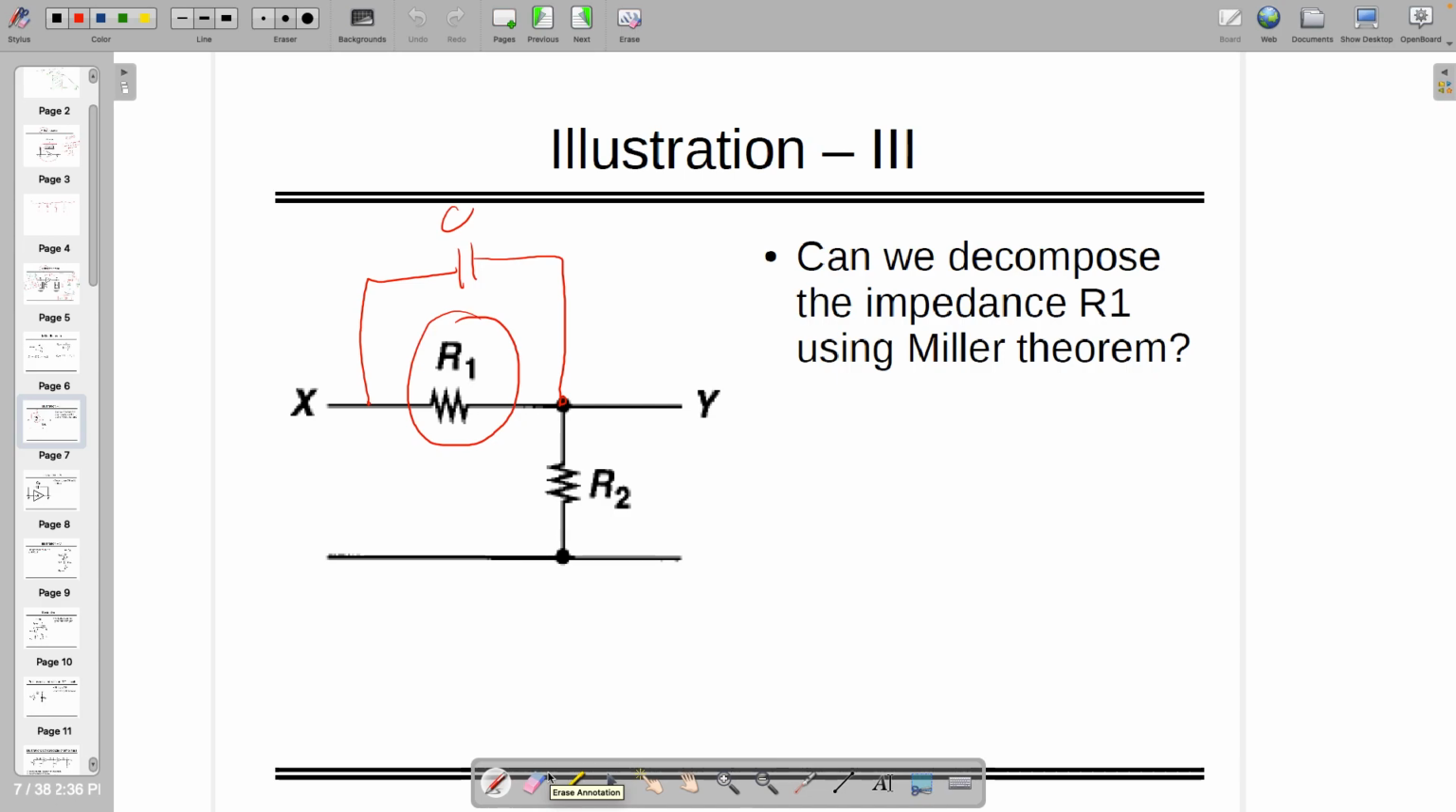Aman, what's your name? You told Ajay. Ajay. We can decompose capacitor. You are here, right? You are from Lucknow.